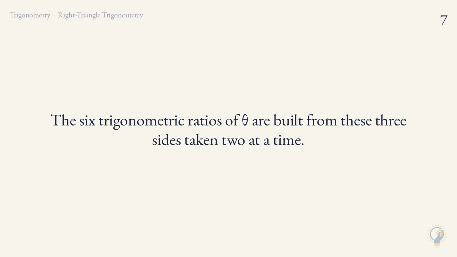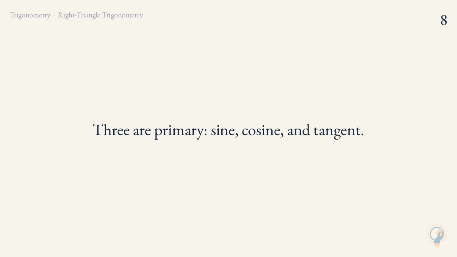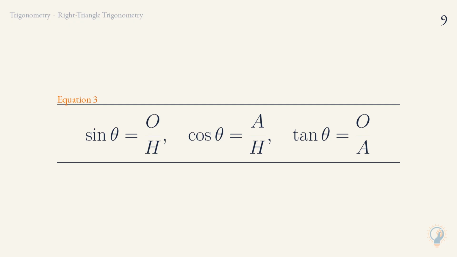The six trigonometric ratios of theta are built from these three sides taken two at a time. Three are primary: sine, cosine, and tangent. Equation 3, the three primary ratios. Sine of theta equals opposite over hypotenuse. Cosine of theta equals adjacent over hypotenuse. Tangent of theta equals opposite over adjacent. Here O is the opposite leg, A is the adjacent leg, and H is the hypotenuse.